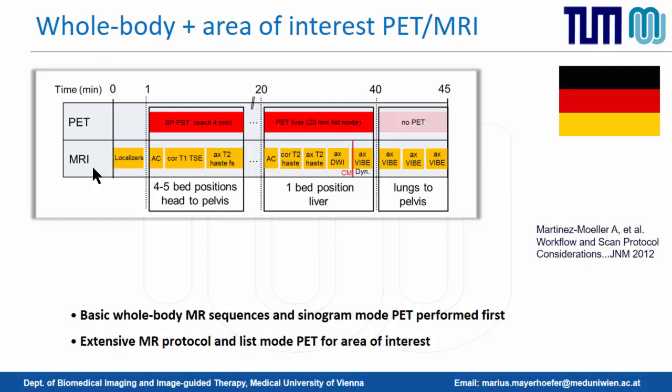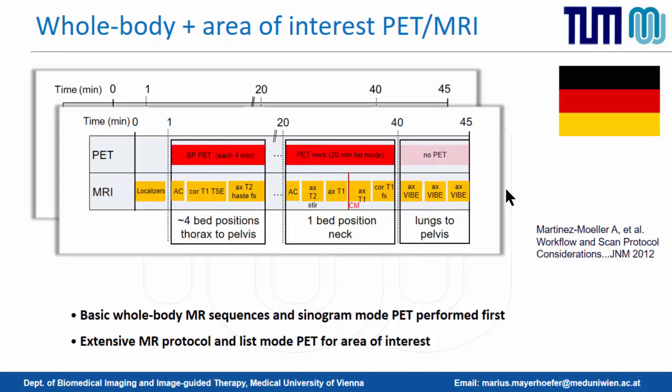So in Munich, the whole body scan is performed first, 4 to 5 bed positions, head to pelvis, with just a coronal T1 and an axial T2 sequence. After that, they will focus on the area of interest, for instance, where the primary tumor is located, in case of the liver. And the difference is that here they would perform list mode acquisition while doing their extensive set of sequences, including DWI, including dynamic contrast enhanced images. And after that, without simultaneous PET, they would just use an axial wipe for the whole body.